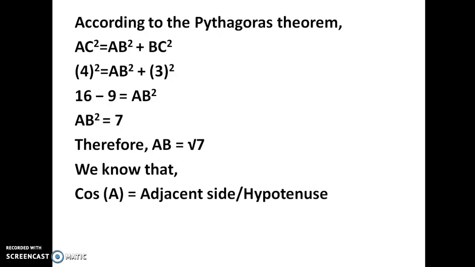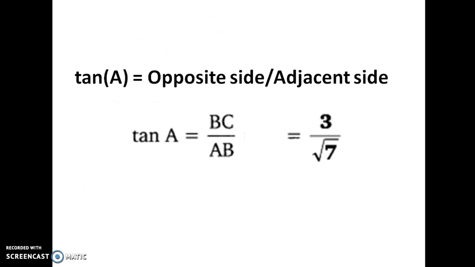Then we have to use the cos formula. So we have to find out cos A, no? So cos formula is adjacent by hypotenuse. Okay, so now substitute the values. So cos A equal to, adjacent side is AB and hypotenuse is AC. So if you substitute, you will get root 7 by 4. Then tan A we have to find out. Tan formula is opposite by adjacent. For A, which is opposite side? Opposite side is BC and adjacent side is AB. So substitute those lengths, that is 3 by root 7. That is the answer.